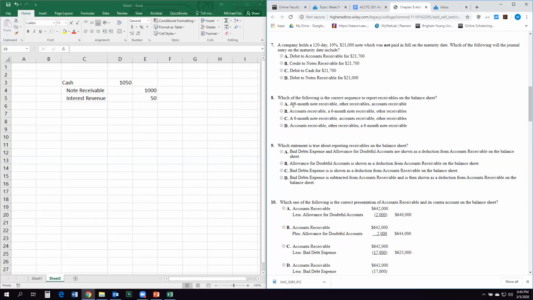Tangible stuff. So number 8, you said? Yes. Which of the following is the correct sequence to report receivables on the balance sheet? So here they're trying to show us, or teach us, or see if we understand that typically balance sheets are listed in liquidity order. So the current assets first, and then the fixed assets second.